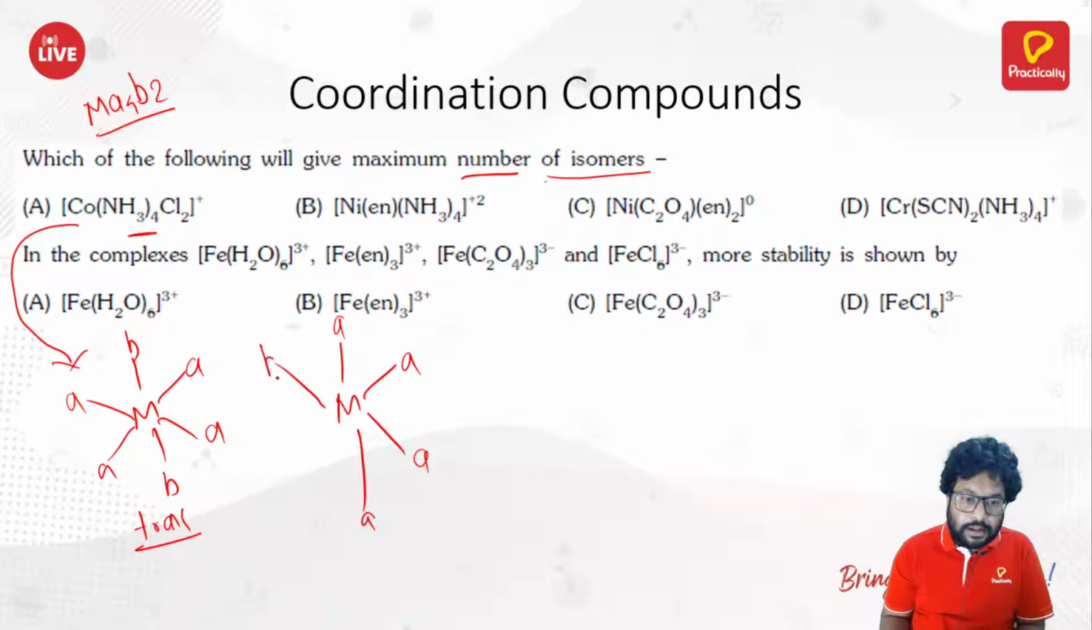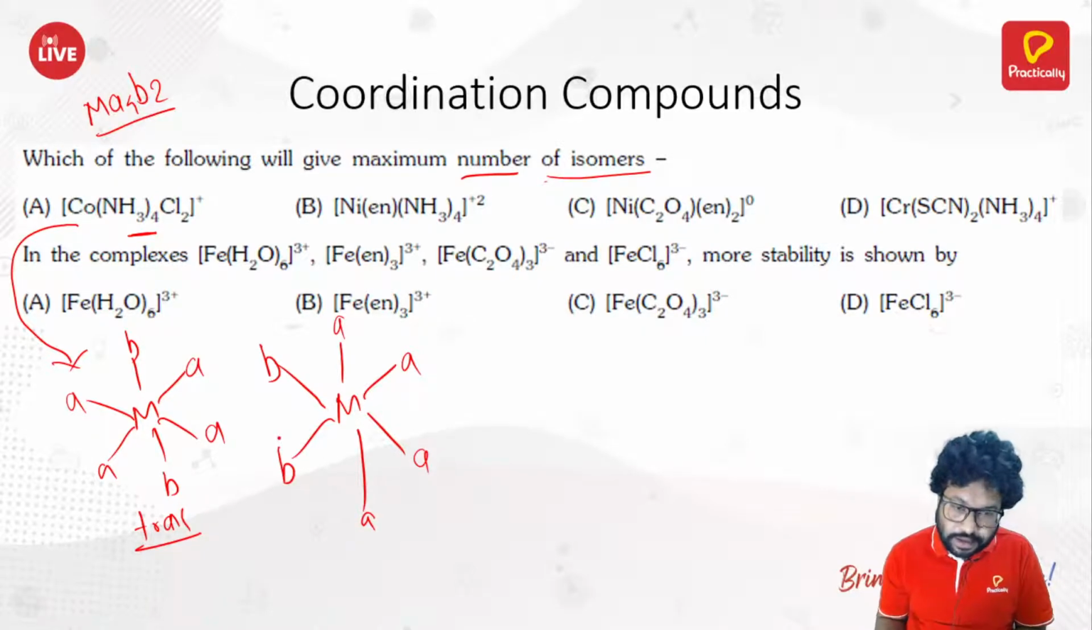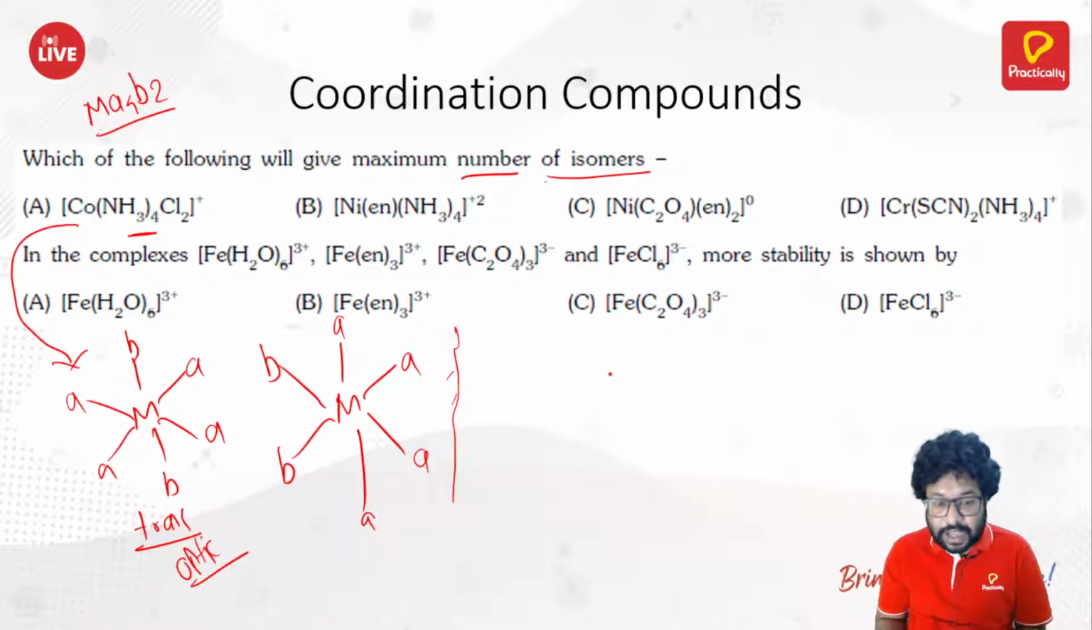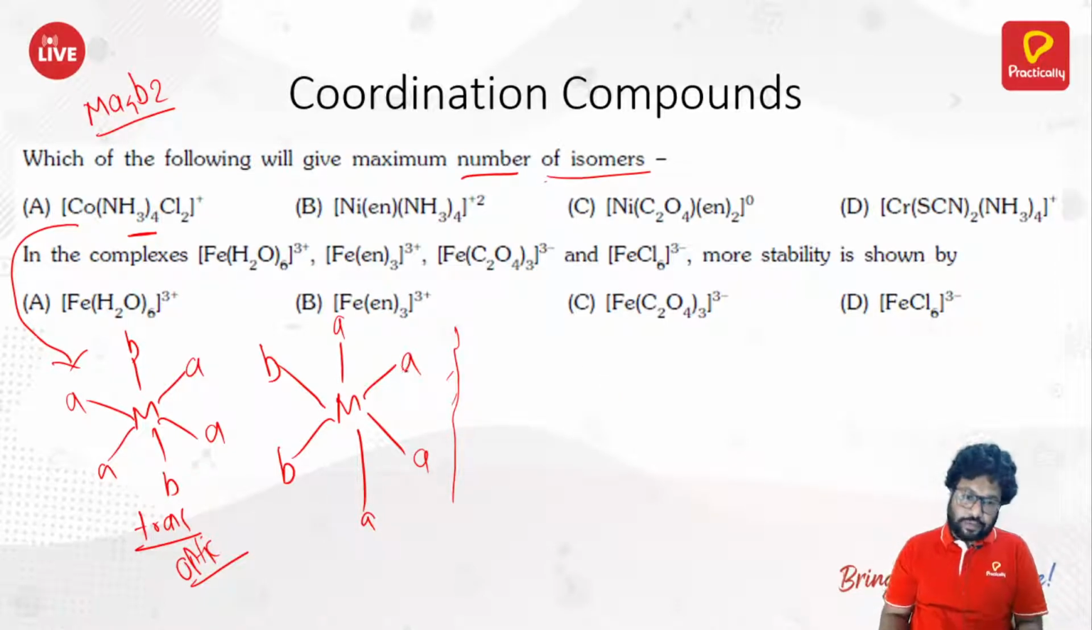You got A, B, B. Right? So this is your cis-trans geometrical isomerism. The trans one cannot show optical isomerism because it is a symmetric complex. But this compound, if you take a mirror image of it, can show optical isomerism. It can show optical, it can show geometrical.